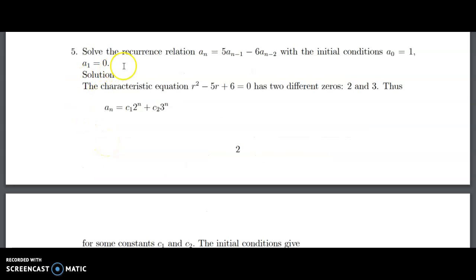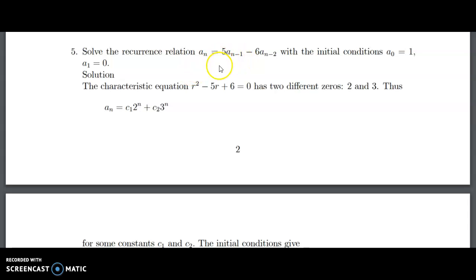Problem 5. Solve the recurrence relation with the initial conditions A0 equals 1, A1 equals 0. The characteristic equation is obtained from the recurrence relation because the difference between n and n minus 2 is 2. We get a quadratic characteristic equation. You replace here an with r squared, n minus 1 with r, n minus 2 with 1.